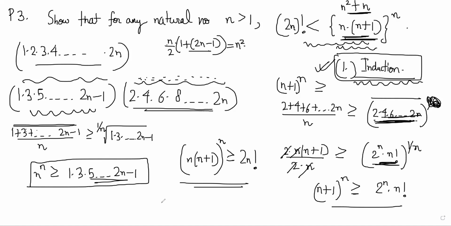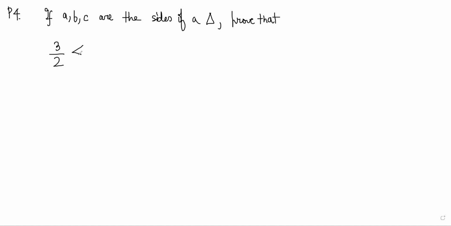Right? Yeah. Next one is this. We have, ABC are the sides of a triangle. If ABC are the sides of a triangle, prove that 3 by 2 is less than or equal to A by B plus C plus B by C plus A plus C by A plus B is less than 2.